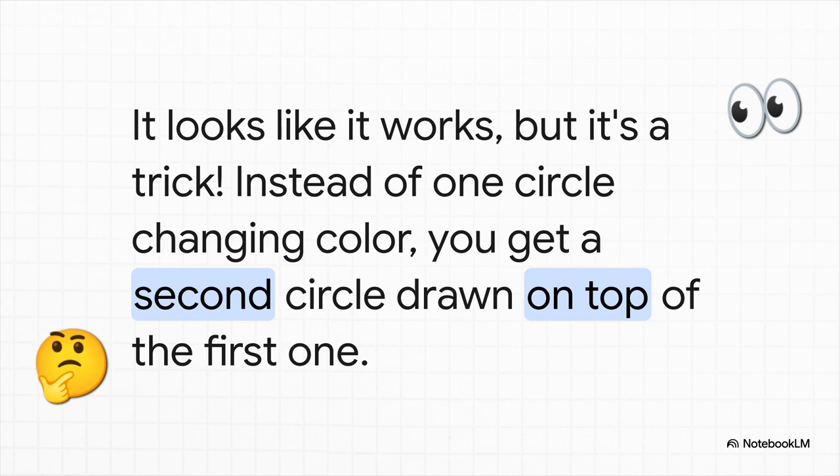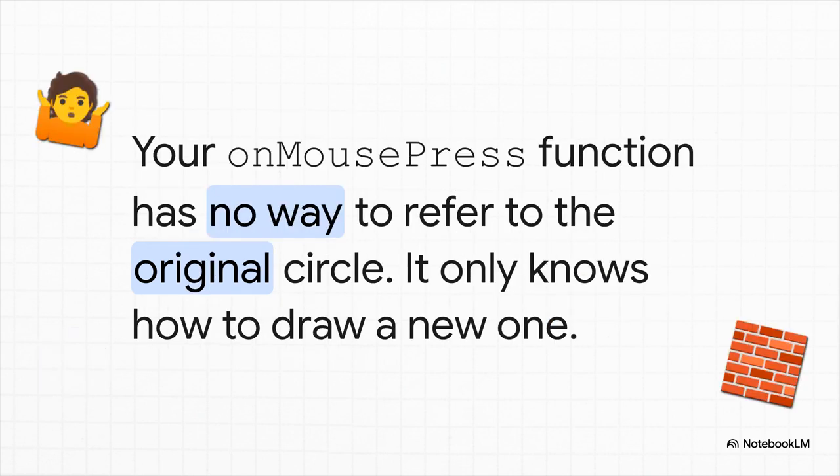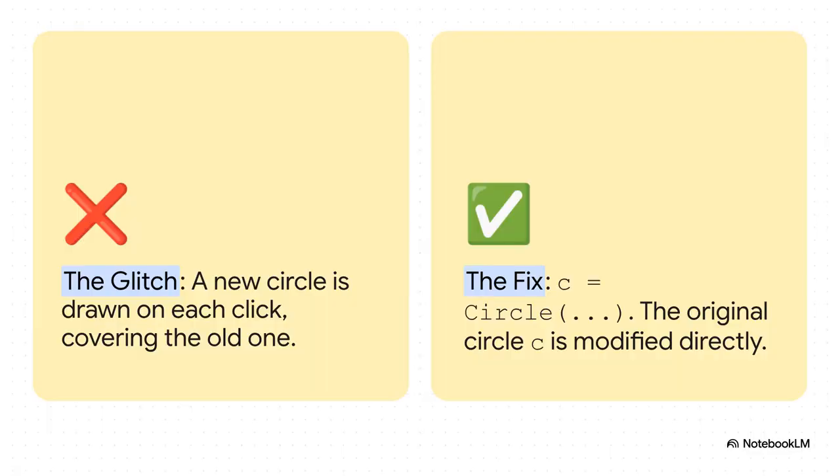So, what gives? Okay, so here's the heart of the problem. Your onMousePress function is kind of in its own little bubble. When it gets called, it has zero memory of that red circle we created earlier. Its only instruction is to draw a new blue circle here. It has no way to point back to the original circle and say, hey, you, change color. It's like shouting "change your shirt" into an empty room and then just putting a new blue shirt on the floor.